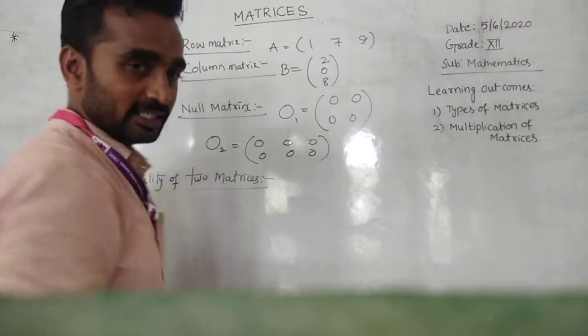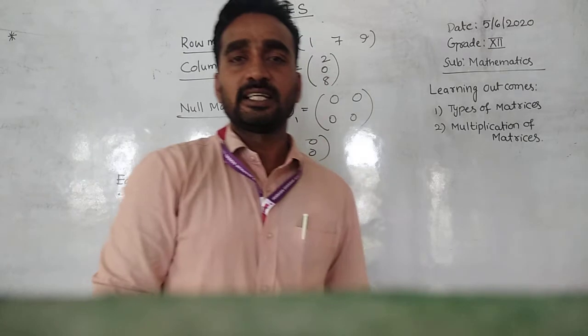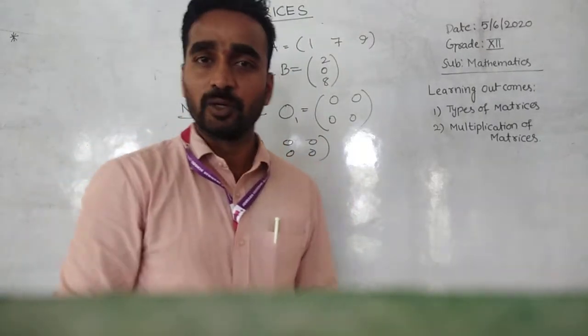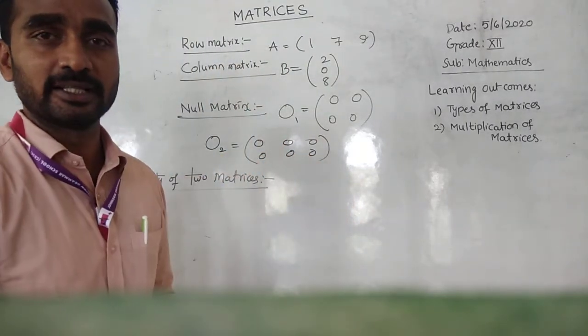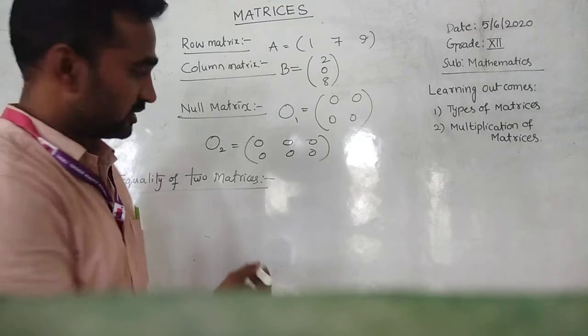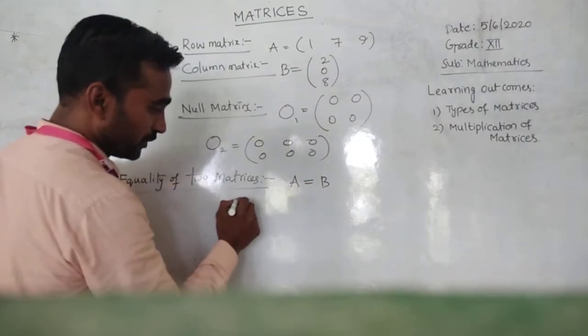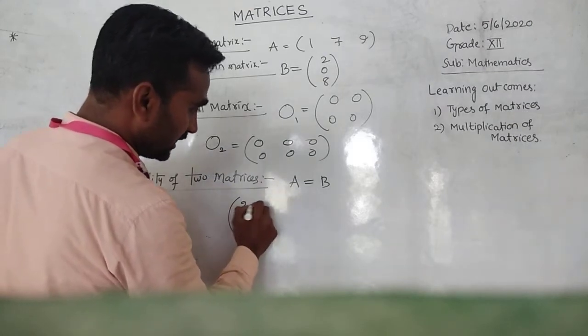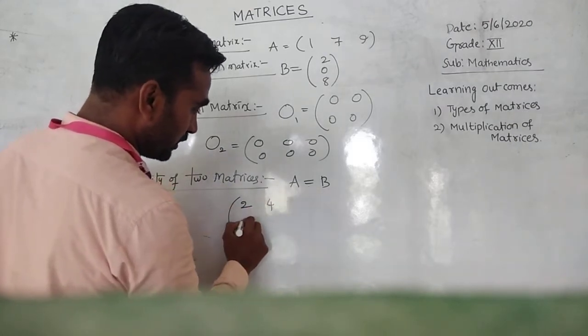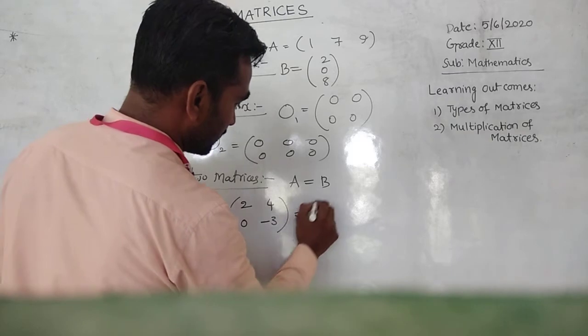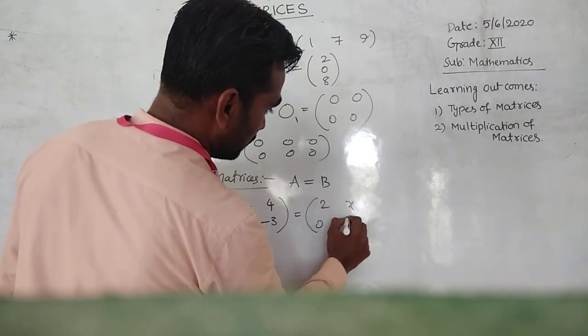Equality of two matrices means when we can say the given two matrices are equal. If two matrices are equal, their corresponding elements are the same. If two matrices A and B are equal if and only if their corresponding elements are equal. Given A is equal to [2, 4; 0, -3] and B is equal to [2, x; 0, y].